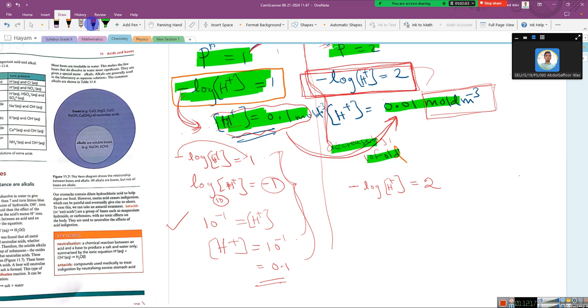Minus log H plus is equal to 2. So here, what did I do next after taking this? I just multiply the entire equation by negative 1, right? So it will become log H plus concentration is equal to negative 2. Understood? If you want, you can write multiply by negative 1, so that you can understand when you are studying.